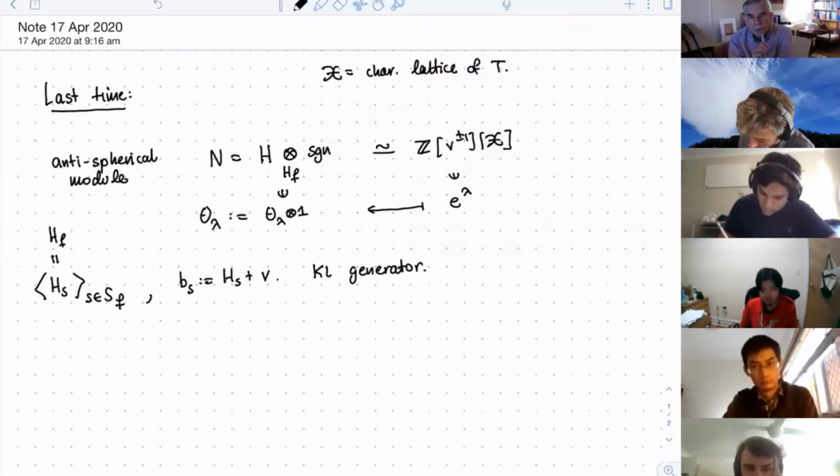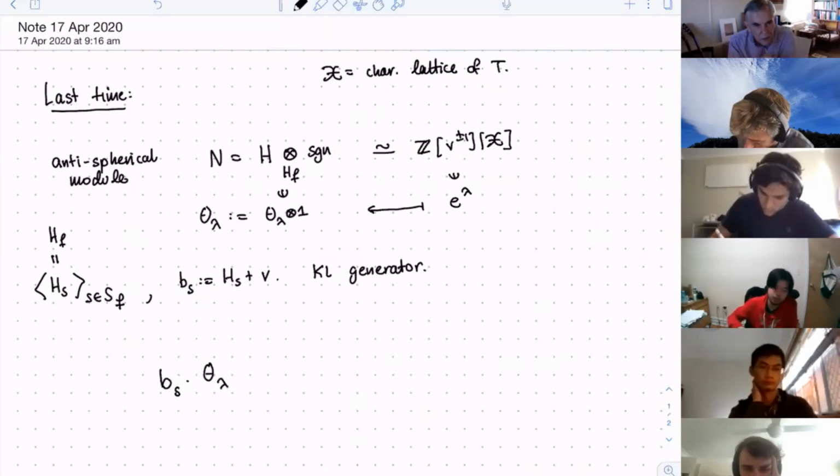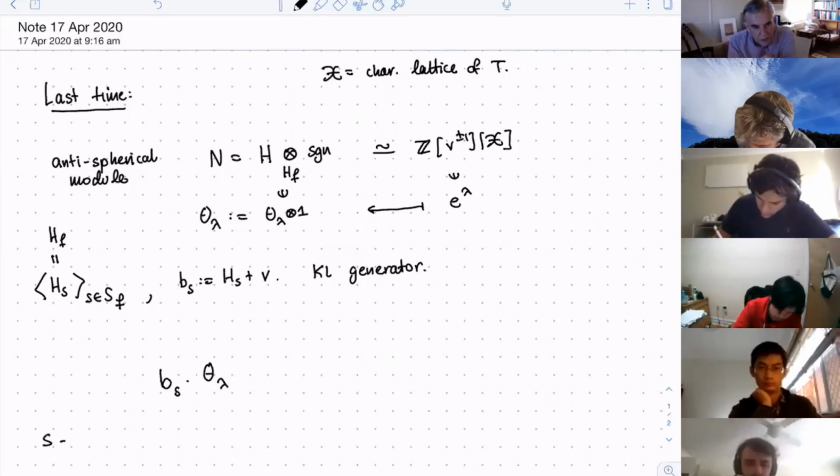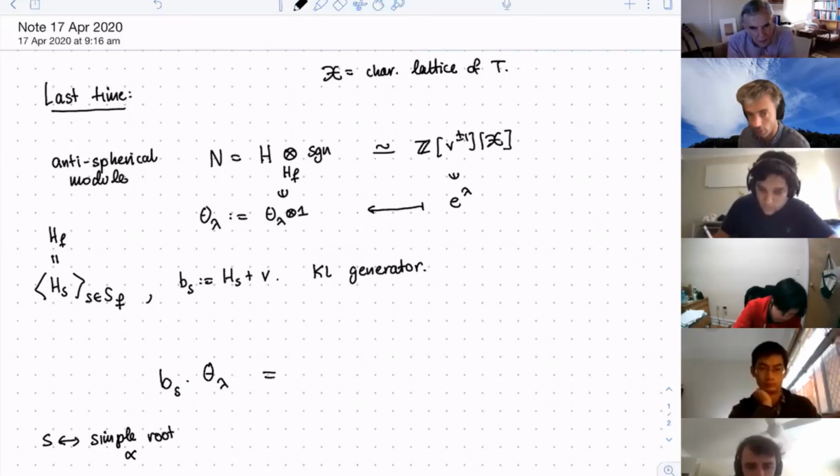And we established the following very important formula for us, which is the action of, so we have s corresponds to a simple root alpha. And we deduce the following formula.